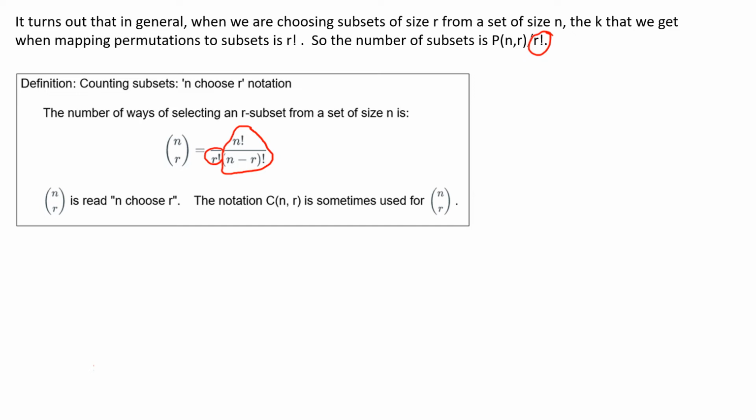And they have this R factorial first. It doesn't matter if you list it second there. Sometimes you see it listed second. But anyway, that would be the formula for finding the number of subsets.